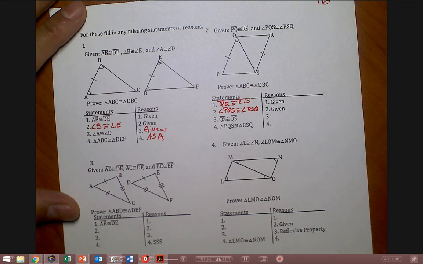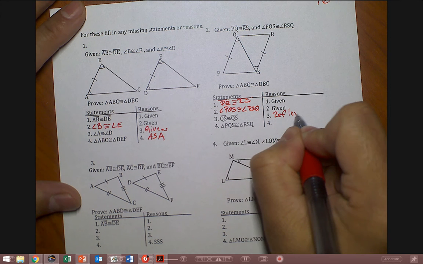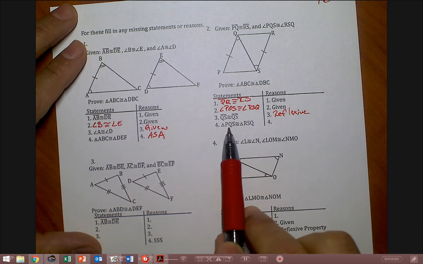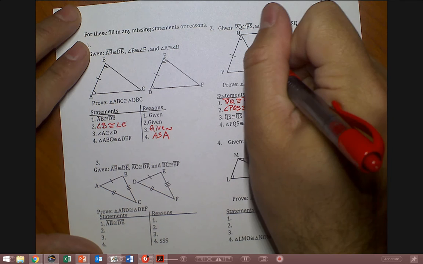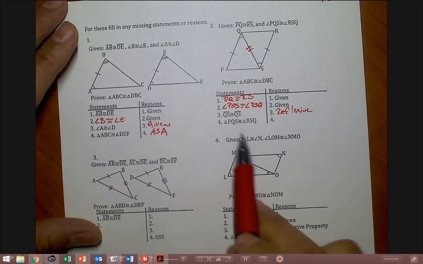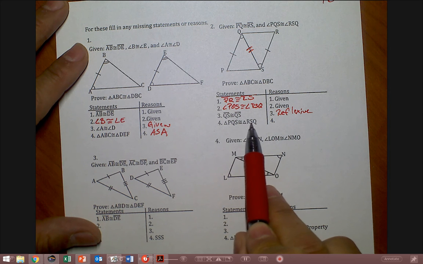QS, that is reflexive. Now, triangle. Okay, got to put markings here, which I did not do yet, sorry. Now I got the markings there. Triangle PQS is congruent to triangle RSQ.